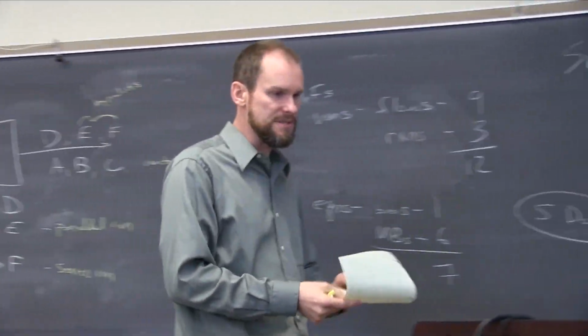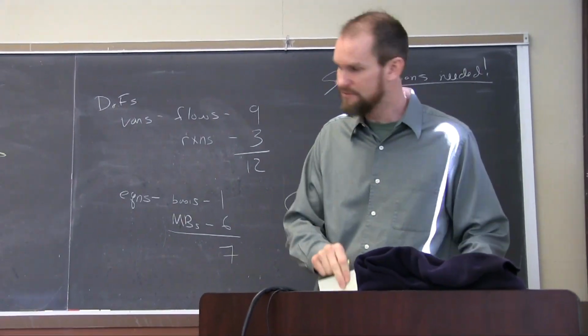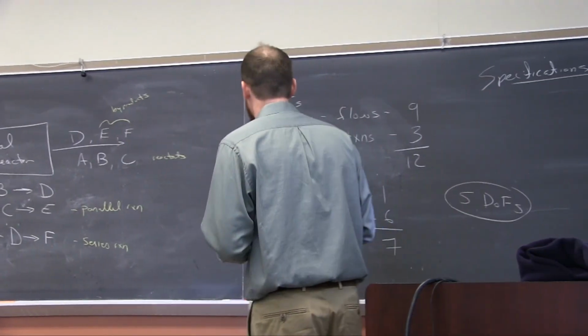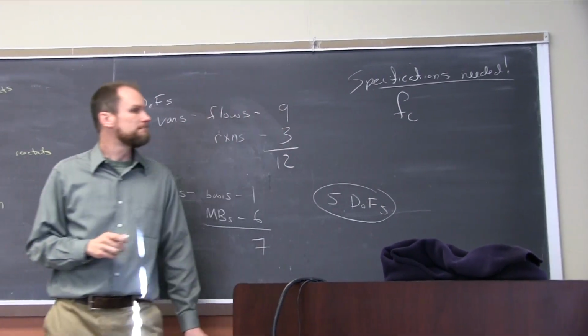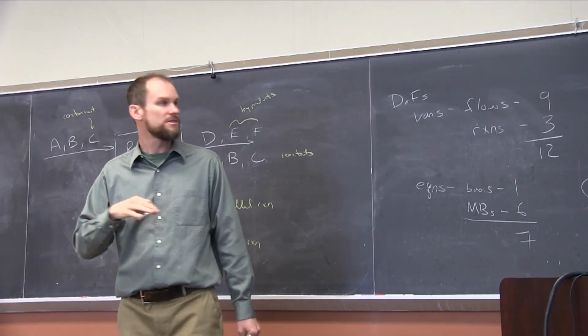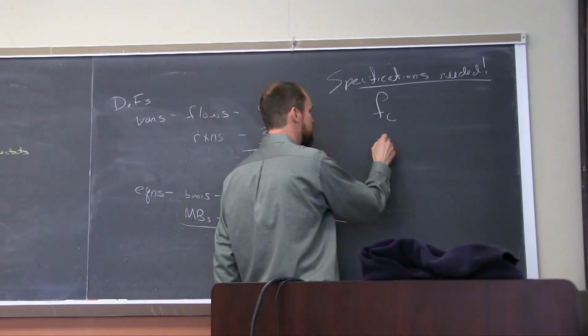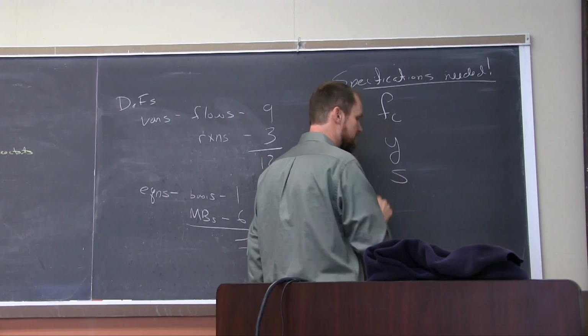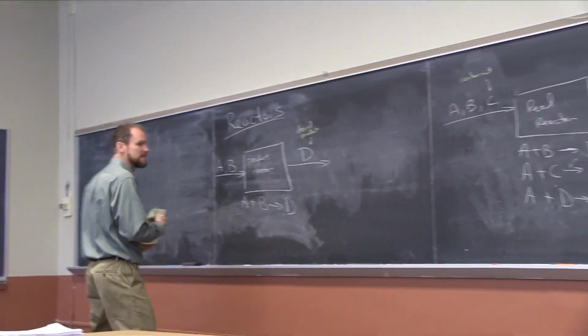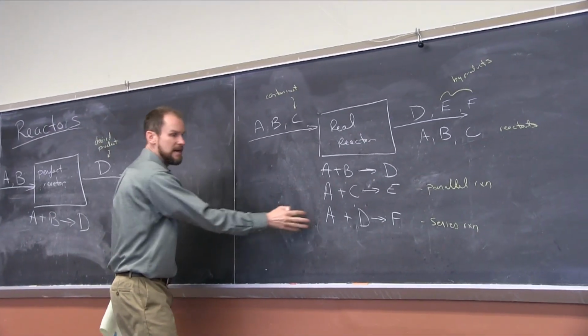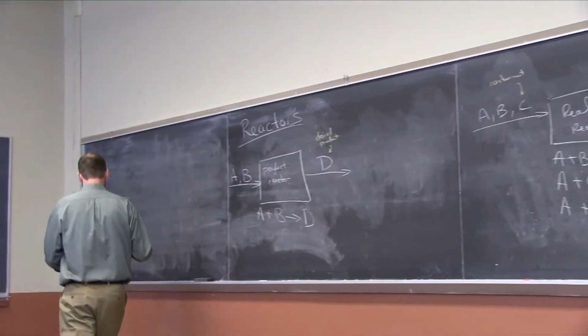Okay, so we've talked about some specifications already. We've talked about fractional conversion. We had some definitions for that. So today I want to talk about yield, and I want to talk about selectivity. So basically when we have these extra reactions going on, there's extra stuff coming out.